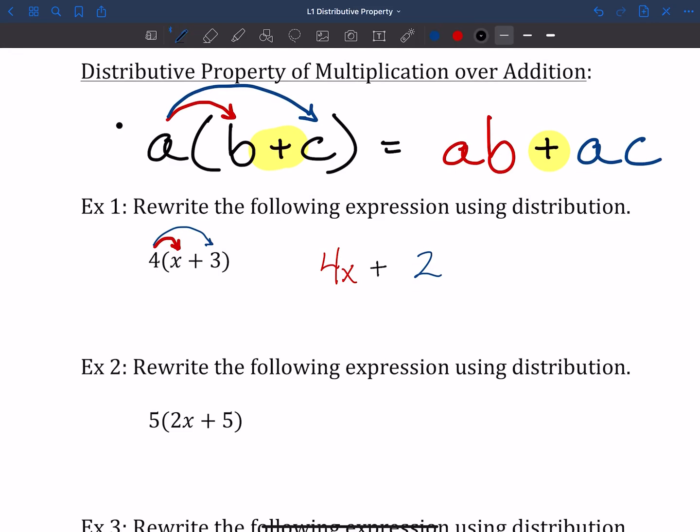I'm going to clean up that 12 a little bit. Oh, that's even worse. All right, so there we go. 4x plus 12 is our answer. We have rewritten that expression. I don't know what that's going to come out to be, because I don't know what x is. I can't really get any further, but that's all we're really trying to do.